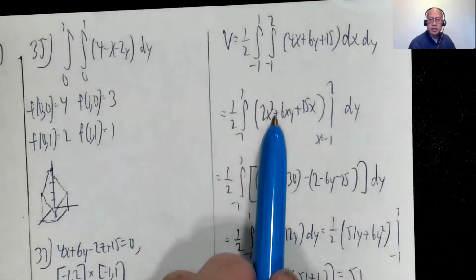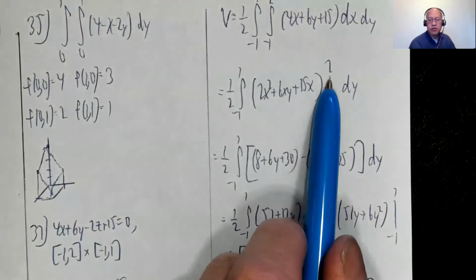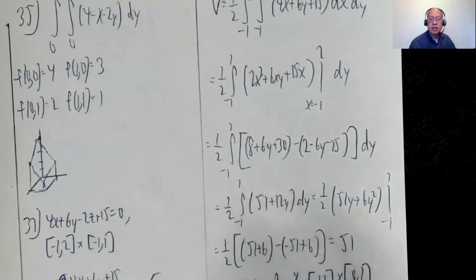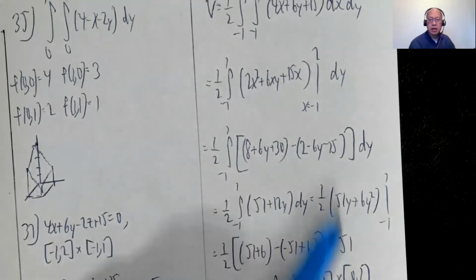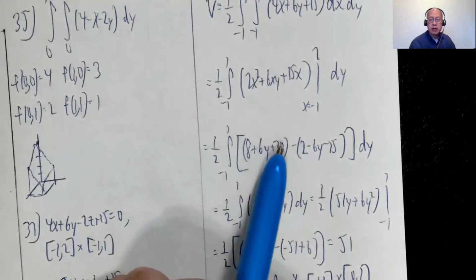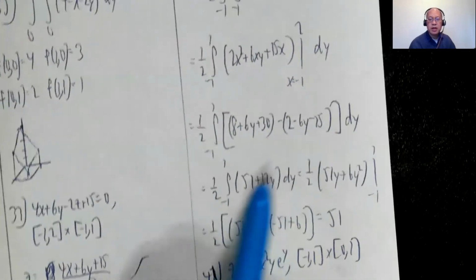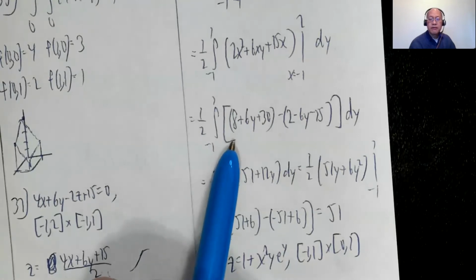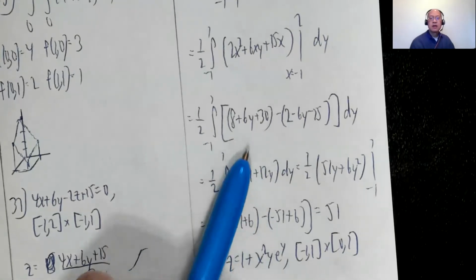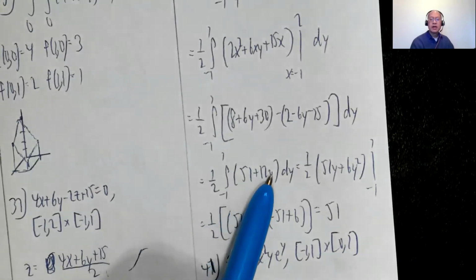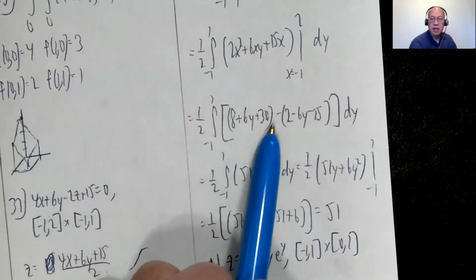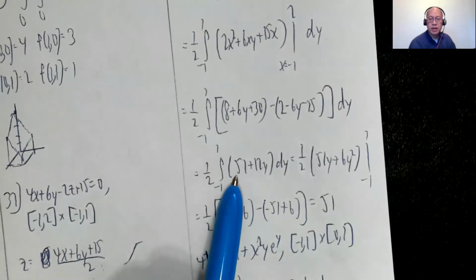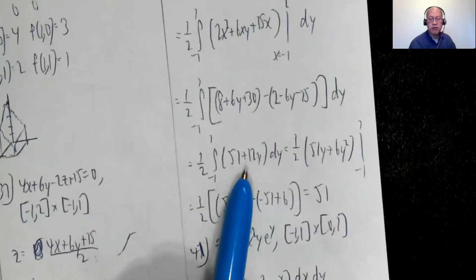Okay, so 2x squared plus 6xy plus 15x, with x from negative 1 to 2. Plug in 2, you have 8 plus 6y plus 30, minus plug in -1: 2 minus 6y minus 15. Clean it up. You get 51 plus 12y dy. So 8 plus 30 minus 2 plus 15 is 51. And then 6y minus a minus 6y is 12y.